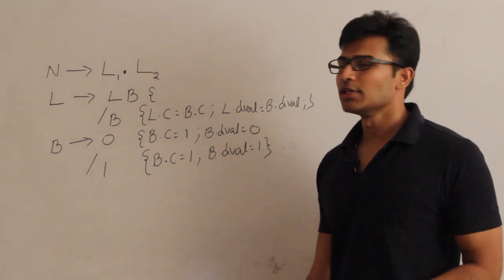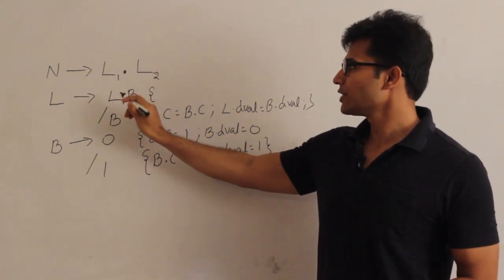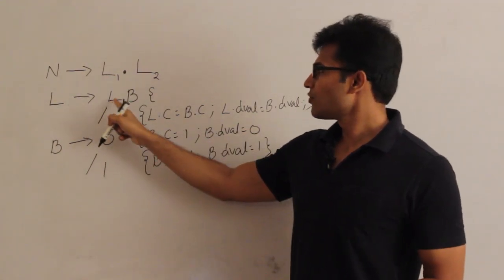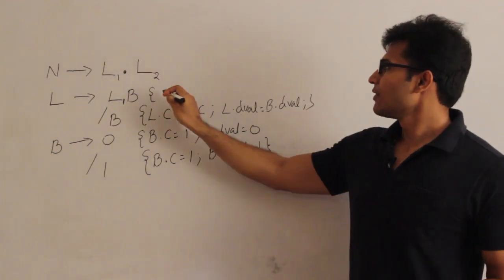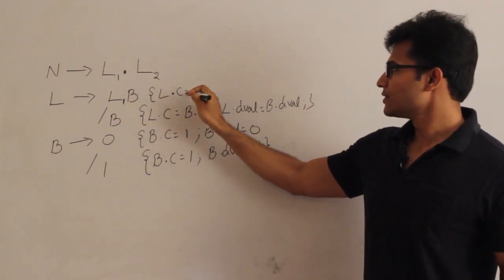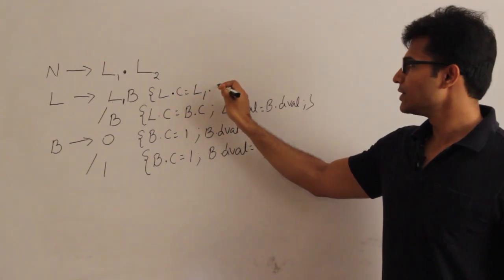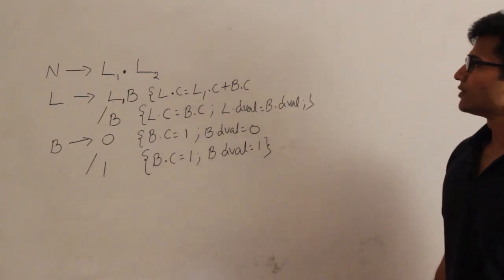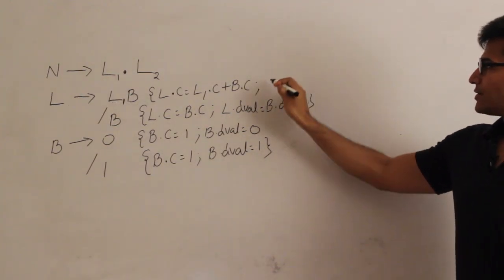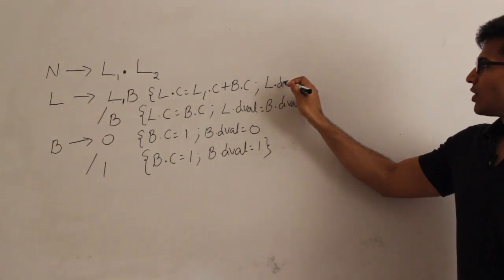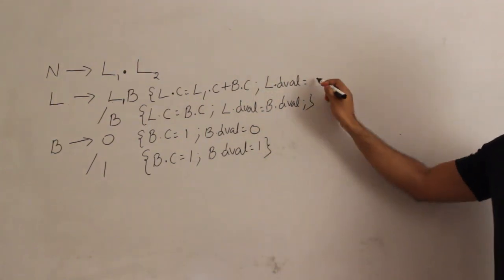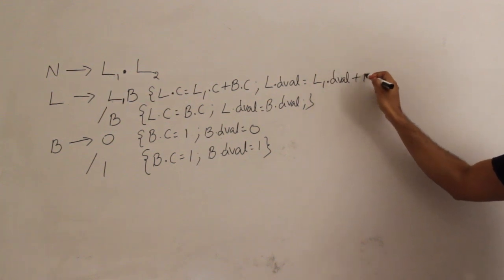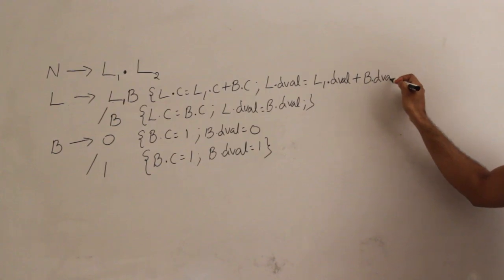Just to differentiate between these two L's, I am going to make the suffix 1, L1. It doesn't mean that L1 is different. Now if I have a list followed by a bit, then the number of bits in the list is equal to the number of bits in the list plus the number of bits in that bit. This is the total count. Now L dot decimal value, what is the decimal value of L? It is L1 dot decimal value plus B dot decimal value.